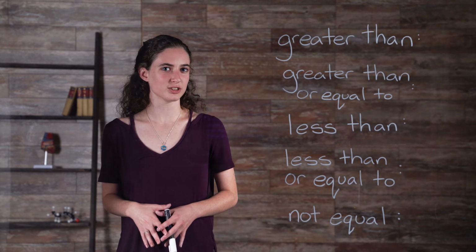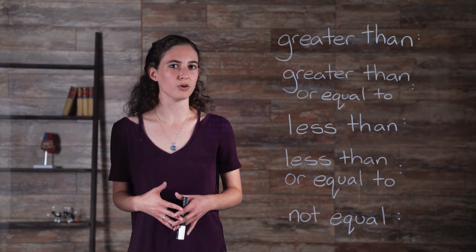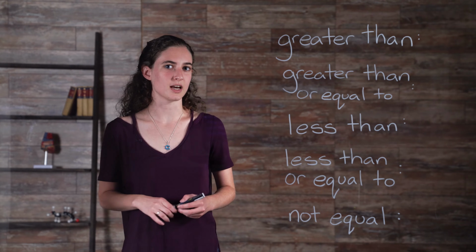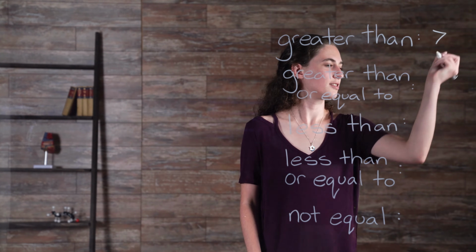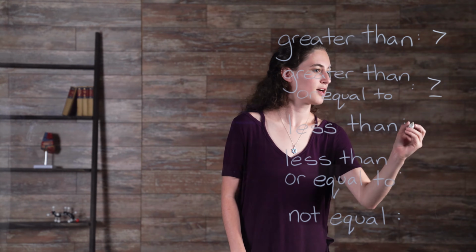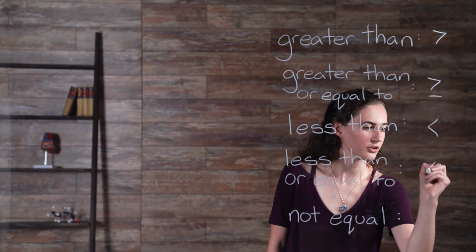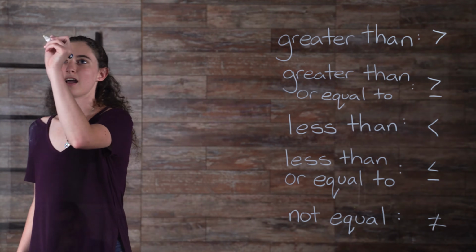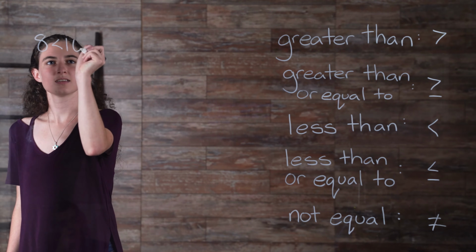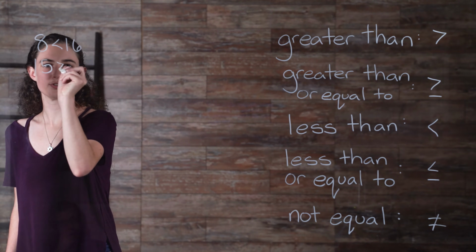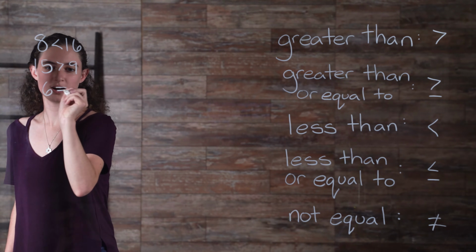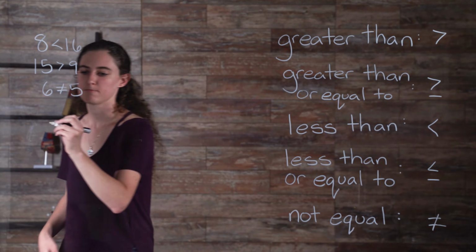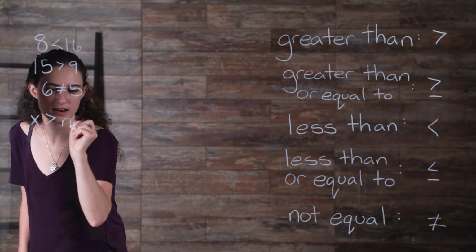Inequalities also have a large part in algebra. While equations mean two things are equal, inequalities, as you might have guessed, show that things are not equal. These are the 5 inequality signs. Greater than or equal to, less than or equal to, and not equal. So, in simple inequality terms, 8 is less than 16, 15 is greater than 9, and 6 does not equal 5. Expressed algebraically, you might see this. X is greater than n plus 7.